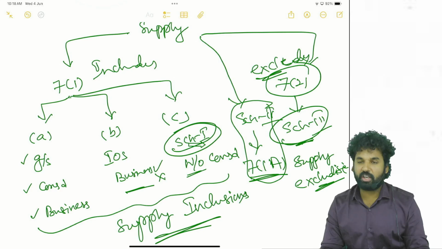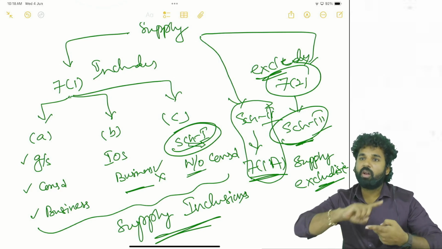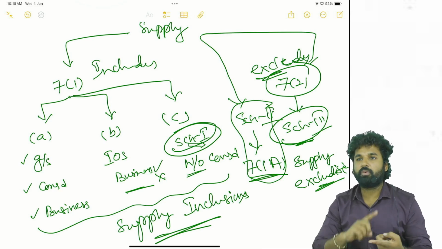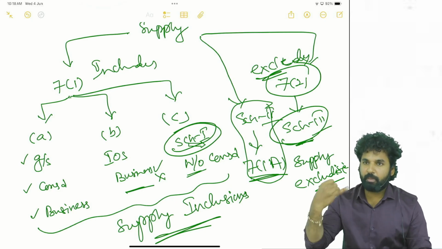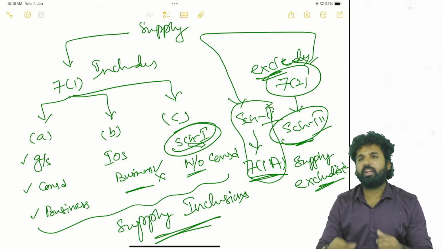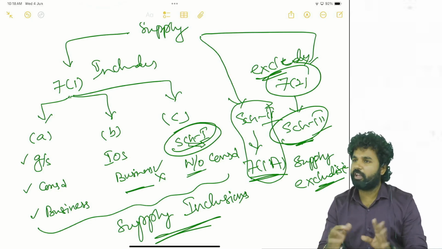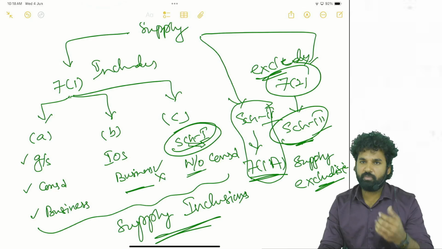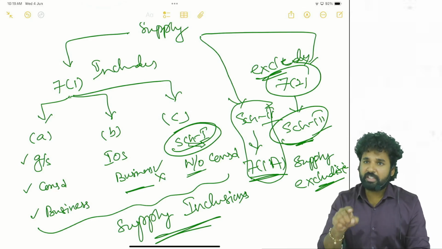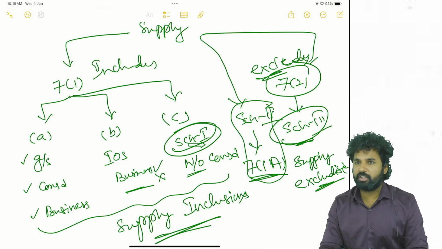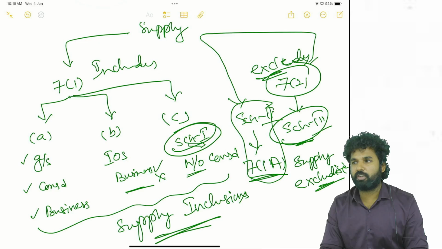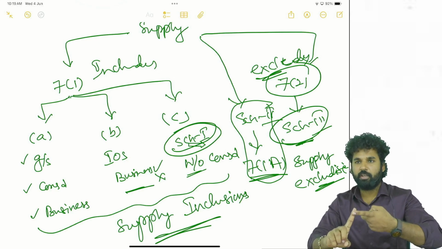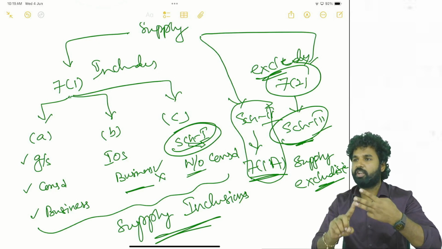So clause A is telling that in order to become a supply, it includes all forms of supply. It may be supply of goods or services. That means it may be sale, it may be transfer, it may be whatever it may be, in any form. Any form of supply, for consideration, in the course or furtherance of business. Goods or services must be there. Business must be there. Consideration must be there.